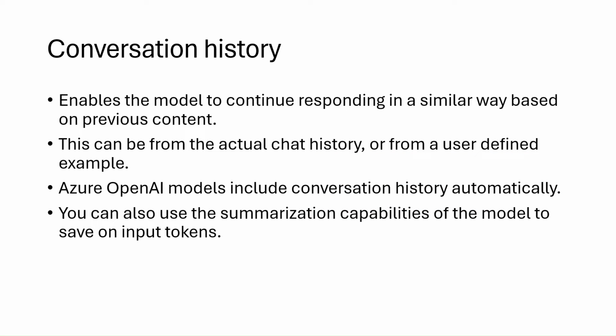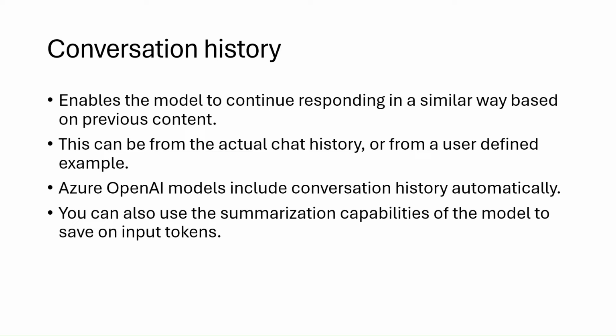Along with the system message, other messages can be provided to the model to enhance the conversation. Conversation history enables the model to continue responding in a similar way, including the tone or formatting, and it allows the user to reference previous content in subsequent queries. This history can be provided in 2 ways, from the actual chat history or from a user-defined conversation. Azure OpenAI includes conversation history, which can result in a more meaningful conversation.